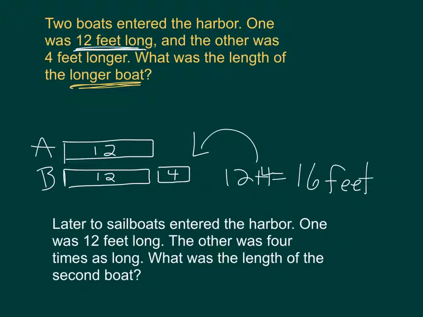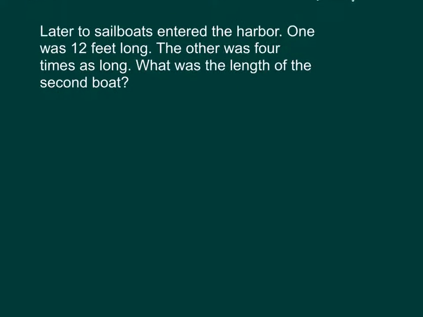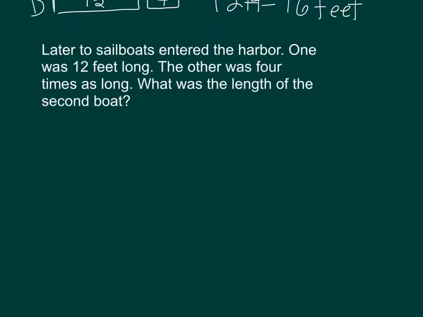Let's take a look at our next word problem. Two sailboats, autocorrect, that should say two sailboats entered the harbor. Visualize that. One was 12 feet long. Oh, same as before. The other was 4 times as long. All right. What was the length of the second boat?